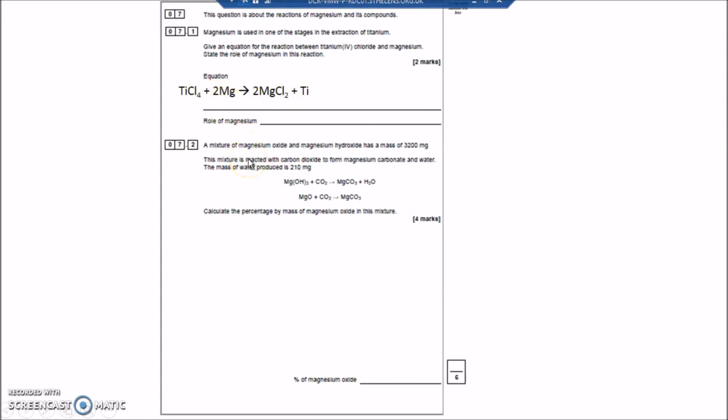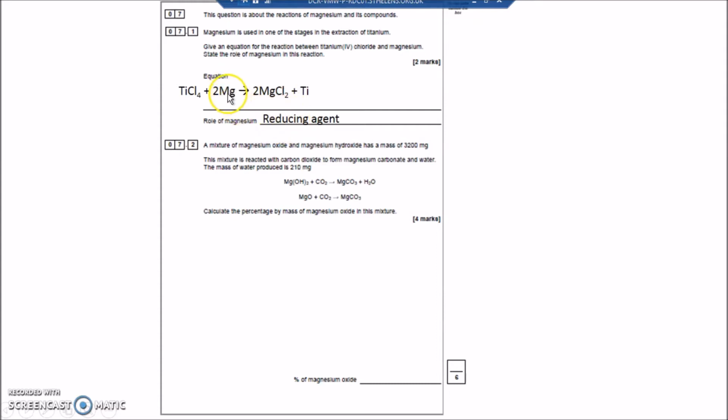A mixture of magnesium oxide and magnesium hydroxide has a mass of 3,200 milligrams or 3.2 grams. The mixture is reacted with carbon monoxide in the following equations. Calculate the percentage by mass of magnesium oxide in this mixture. So first of all, my first clue here is that the mass of water produced is 210 milligrams, divided by 1,000, 0.21 grams. Oh, sorry, the role of the magnesium is a reducing agent.